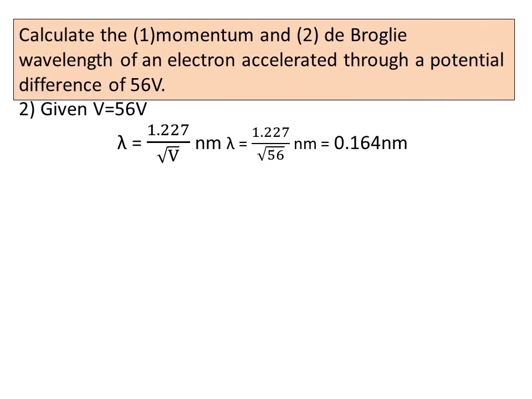We have V equal to 56 volt. Substituting in the equation, lambda equal to 1.227 by root V. Instead of capital V, put 56 volt. Now lambda equal to 1.227 by root 56 nanometer equal to 0.164 nanometer.